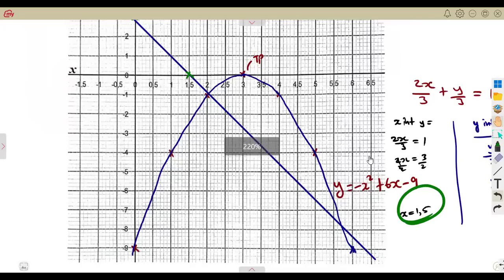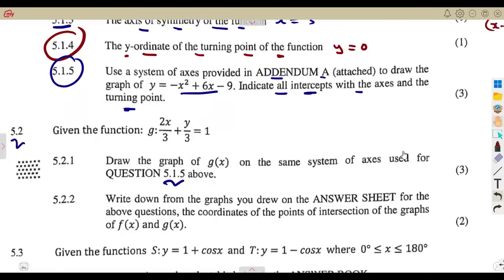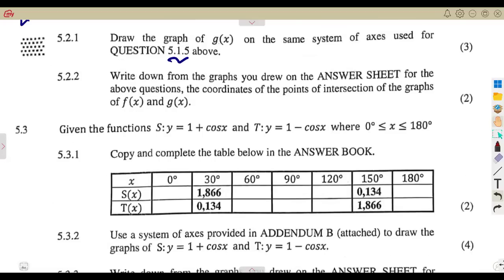So we have got our g(x) in this case. This was g(x). So you can write this as your g, all right? Or you can write the equation as it is, 2x over 3 plus y over 3 is equal to 1, just like that. So that was your question. And from this, you are now asked to use, from this 5.2, to write down from the graphs.